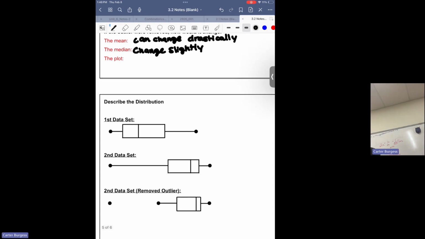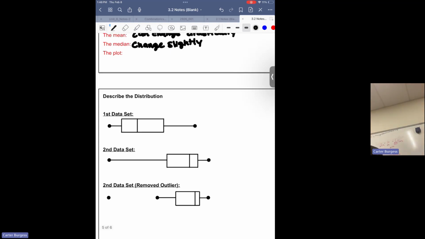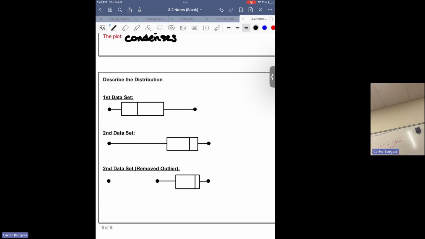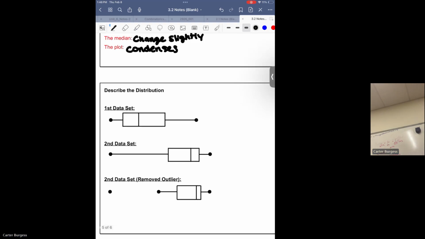If we look at how the plot changes, what we saw here was including the outliers. When we ignore the outliers or graph the outliers as their own separate point, you'll notice that the plot condenses when we actually remove the outlier. Doesn't necessarily change all that fundamentally much, but certainly does condense a little.